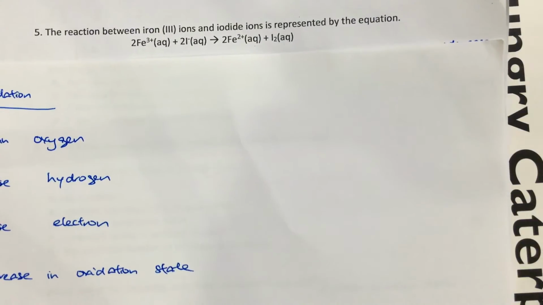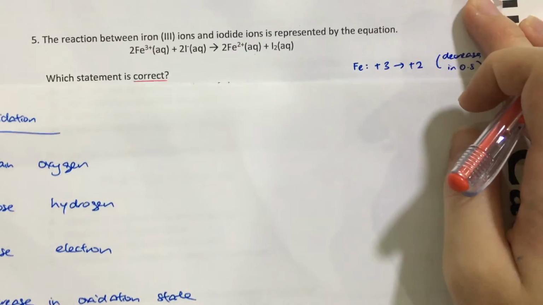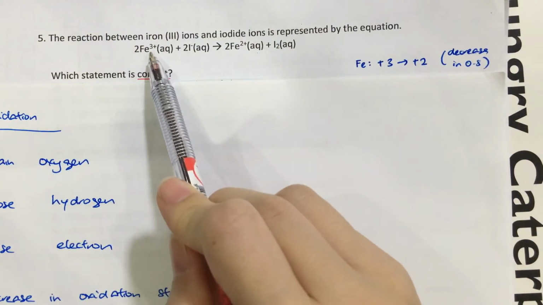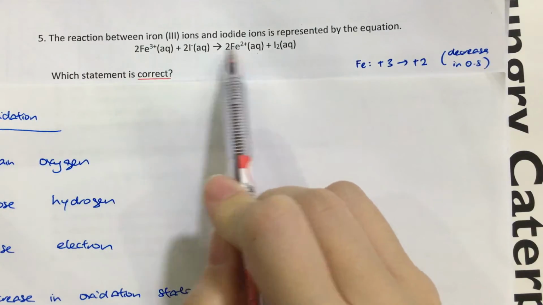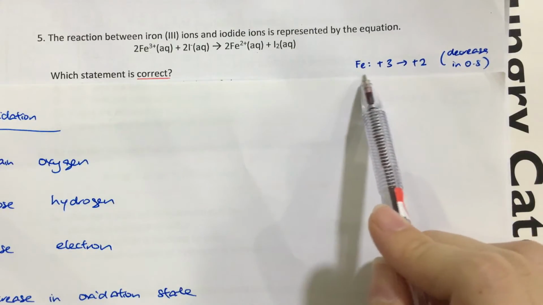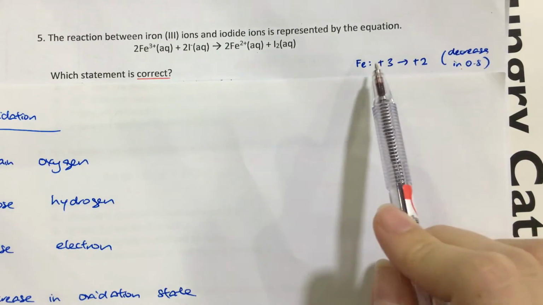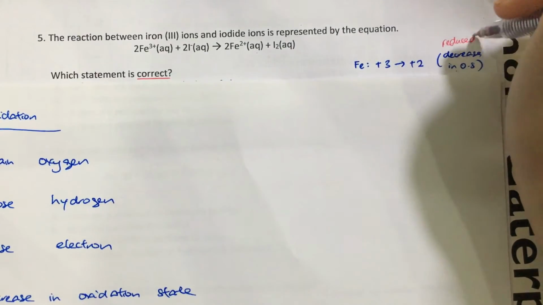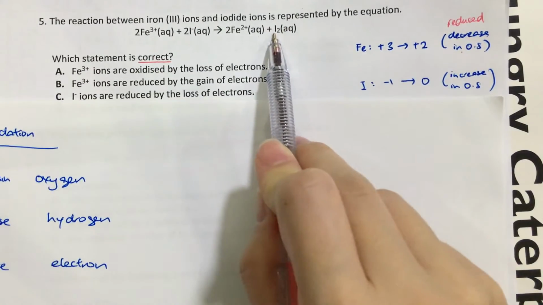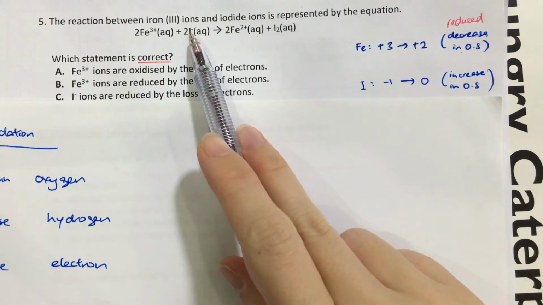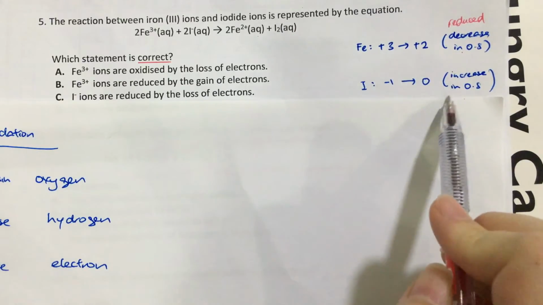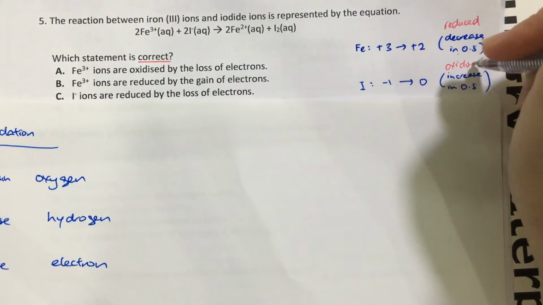Reaction between iron 3 ions and iodide ions. What is the question? They say which statement is correct. Okay, so before we even move on further, this is 3+, this is 2+. So if the OS goes from +3 to +2, we will say that it decreased. So iron has reduced. Then we look at the next one, I- to I2, free element. The OS of I- is -1, the OS of a free element is 0, so there's an increase in OS. So for iodine, it has been oxidized.